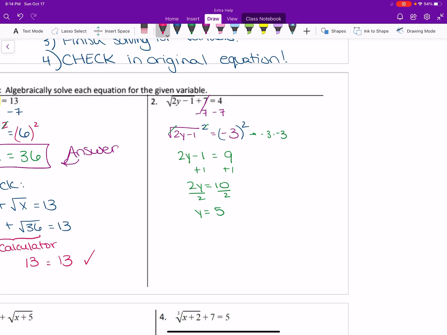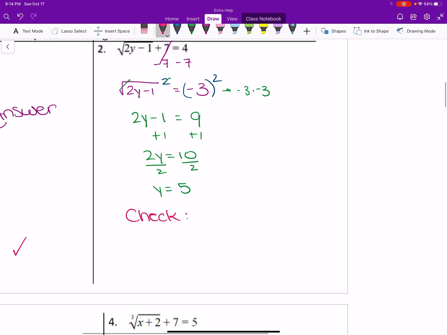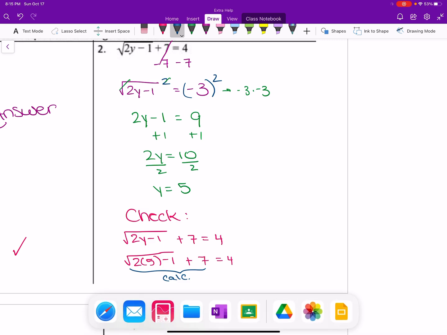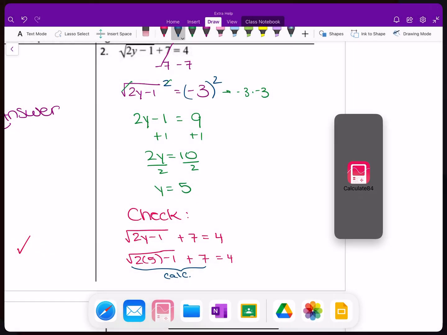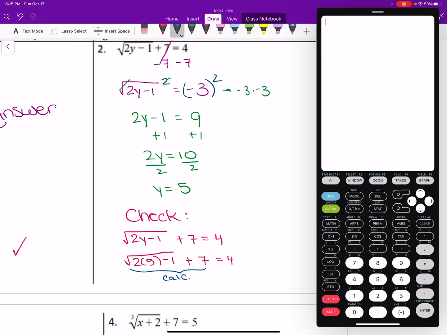From there, step 4, which is very important to do, is to check your answer in the original equation, before anything had been moved, what was initially given to me. So I'm going to plug in that 5 for y. Once again, all I am doing here is plugging this straight into my calculator. I am not going to actually do any calculations myself.